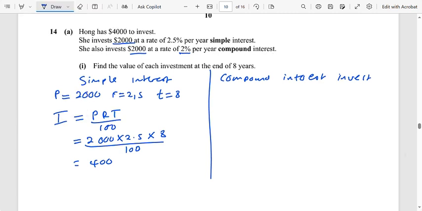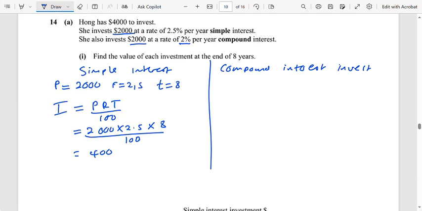But this 400 is just the interest or the total interest earned in those 8 years. But we want to find the value of the investment. So value of investment is equal to principal plus interest. That is if you are using the simple interest, because the simple interest formula just gives you the interest and not the value of the investment. So if you had 2,000 which you invested and you gained an interest of 400, it simply means that you now have the total or the value of investment of 2,400.